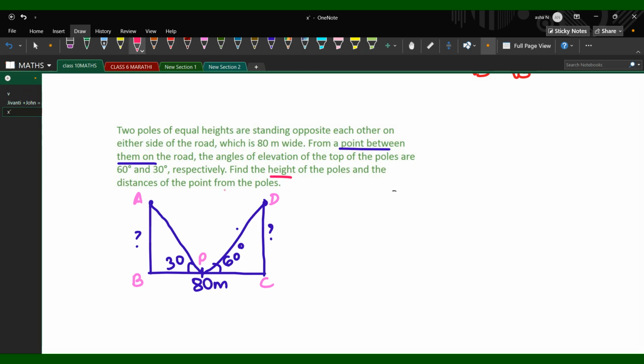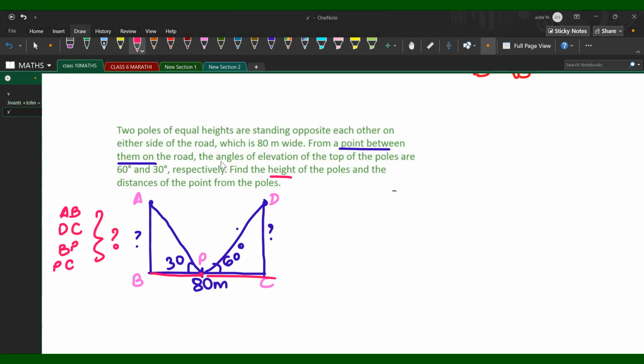One is the height of the pole, that is AB and DC, correct? Second is the distance of the point from the pole, not from the start of the pole. These two things also we have to find, BP and PC. So four things we have to find out, and if you look carefully, everything is adjacent and opposite only. So which trigonometric ratio will we take here?